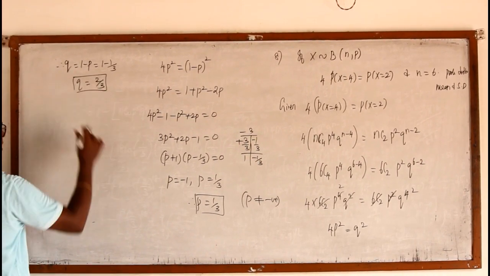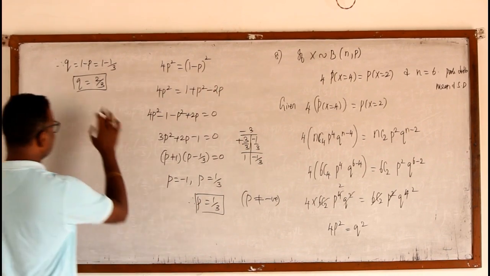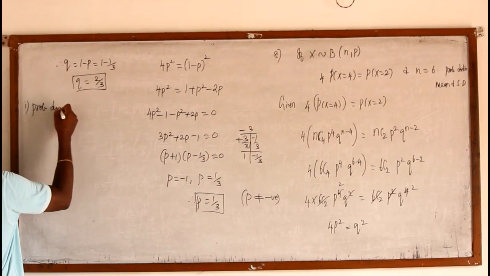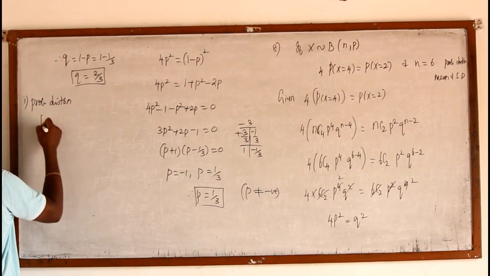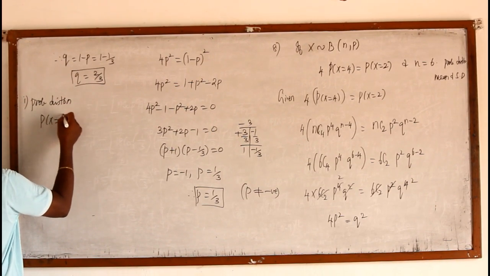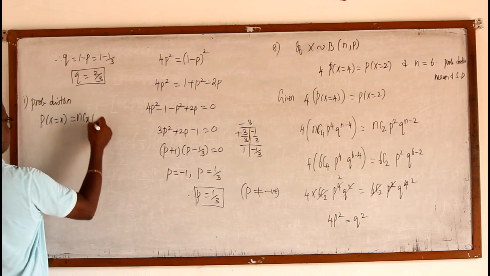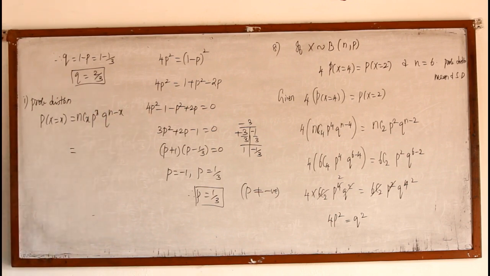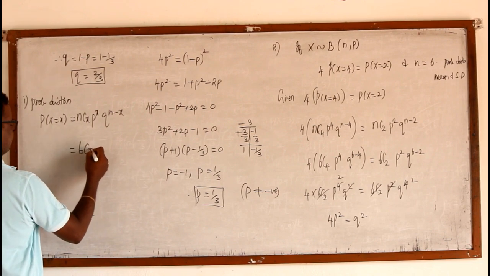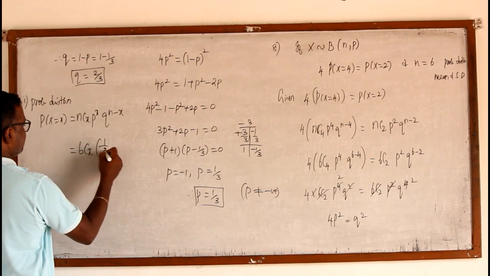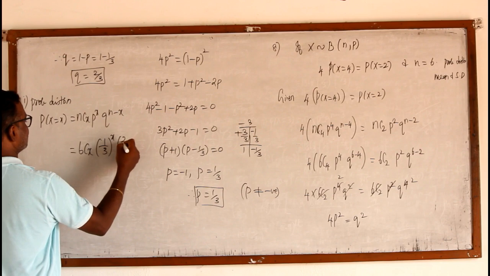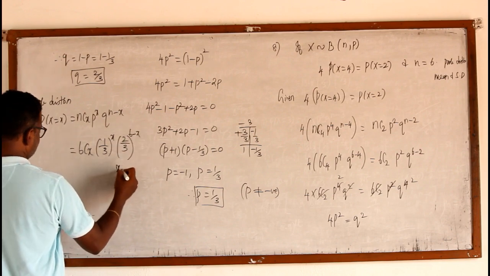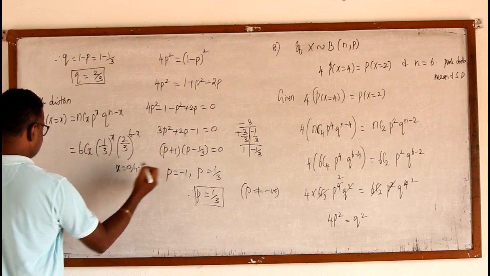So I have p and q. For the first question, the probability distribution is P of x equals nCx p power x q power n minus x. Here n is 6, so it is 6Cx, p is 1 by 3 whole power x, q is 2 by 3 whole power 6 minus x, where x equals 0, 1, 2, and so on.